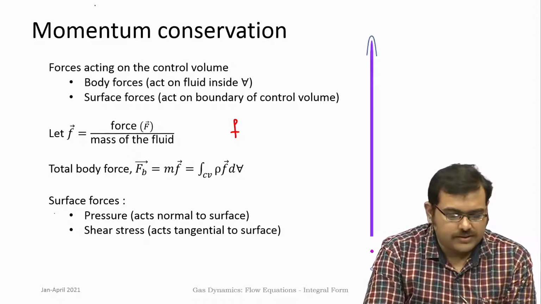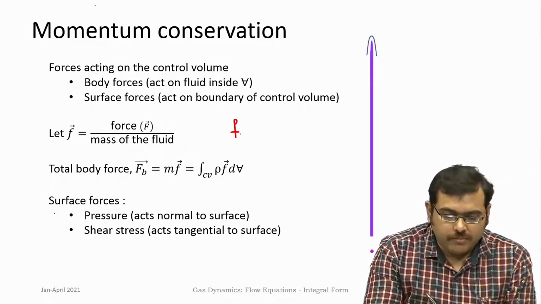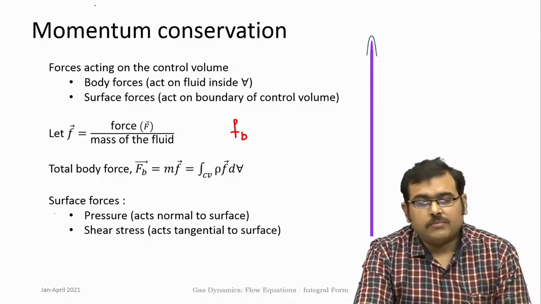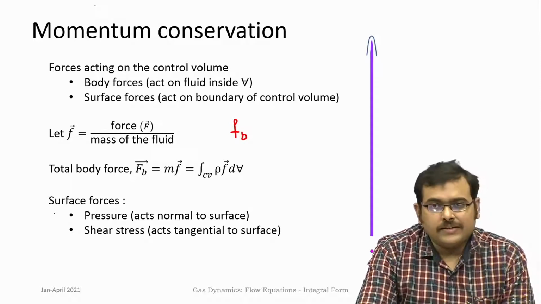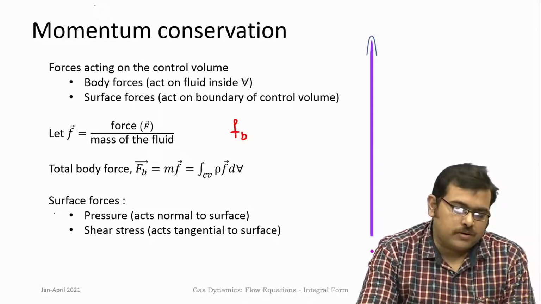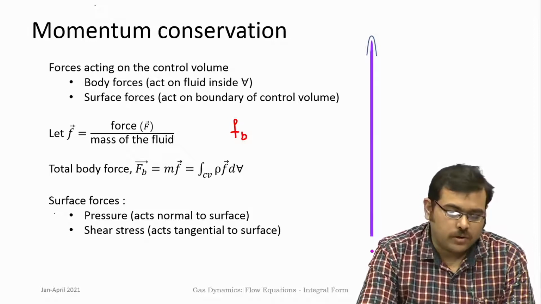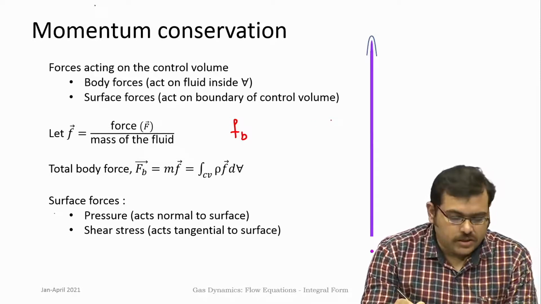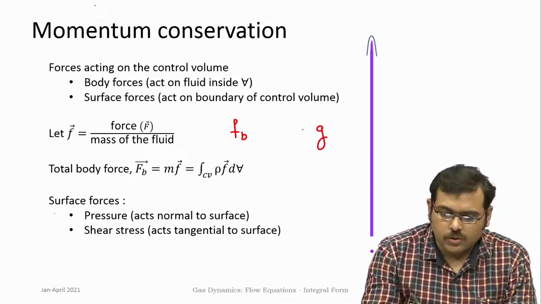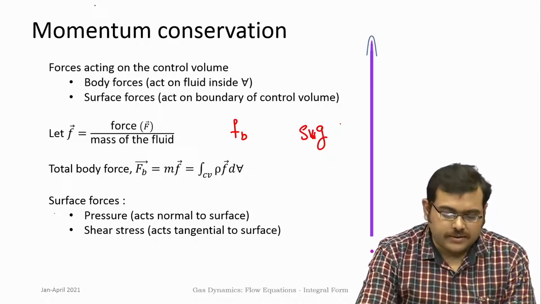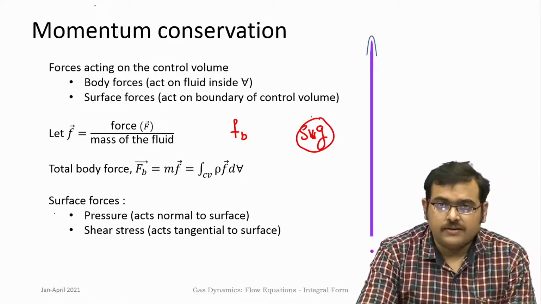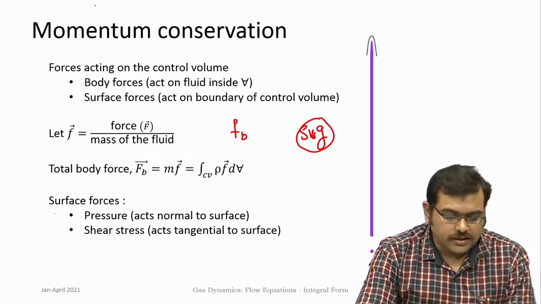So for body forces, this can be FB, the body force, and typically the body force that will be considered is the weight of the mass present within the control volume, which is just the gravity force, that is, rho v, the volume, multiplied by the gravity g. This is the body force that is commonly considered in these kinds of flows.